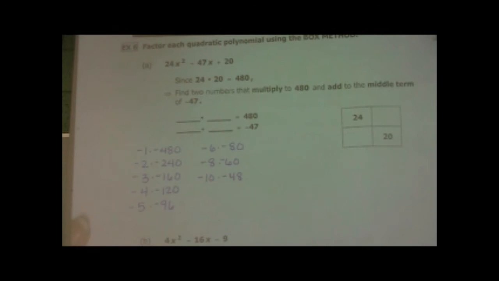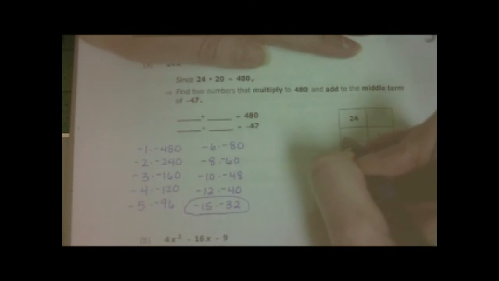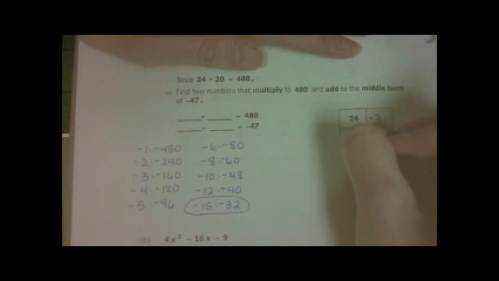Getting even closer. All right, how about 11? So 480, does it divide by 11? Nope. 480 divided by 12 gives us 40. So negative 12 and negative 40. So we're up to negative 52. We're very close. So take 480. Does it divide by 13? No. Didn't divide by 7, so it's not going to divide by 14. Let's try 15. I've got negative 15 and negative 32. And this adds to negative 47. So these are the two numbers we're going to put in. Negative 15 and negative 32.